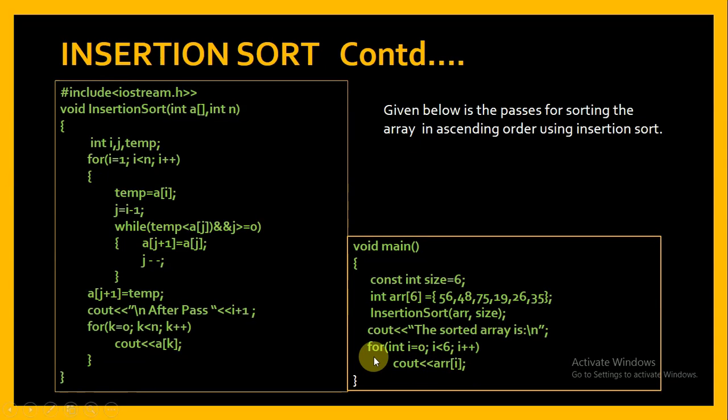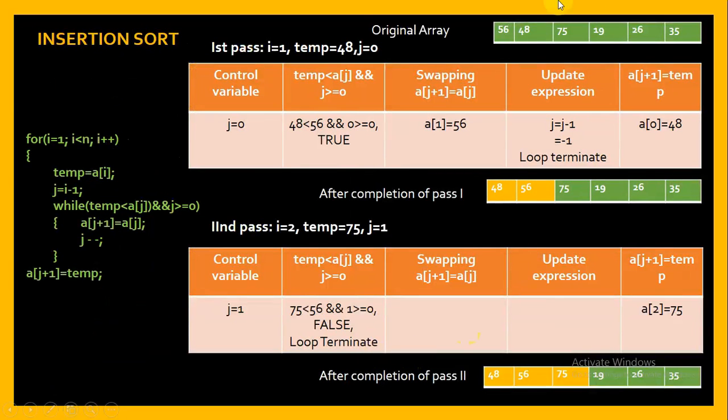Now let us see the memory diagram of it to make it more clear. This is my original array. Now in the first pass, i is 1 and temp is 48. So we are assuming that 56 is already sorted. It is at the sorted position of the array, and temp is 48, the first element, and j is 0. Now j is 0, you can see here. We have come here. temp is equal to a[i]. We have already written j is equal to 0.